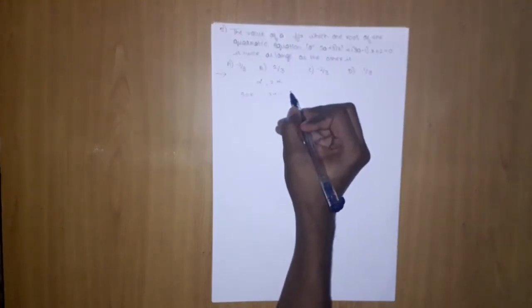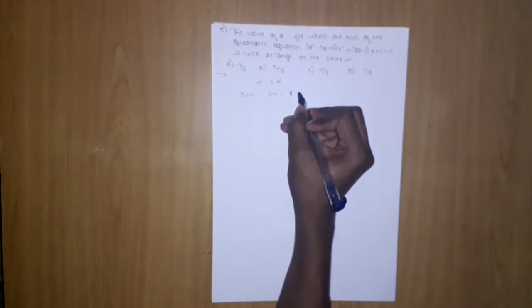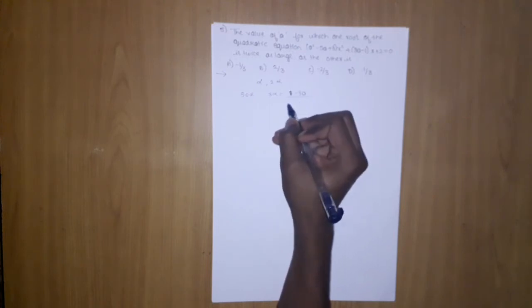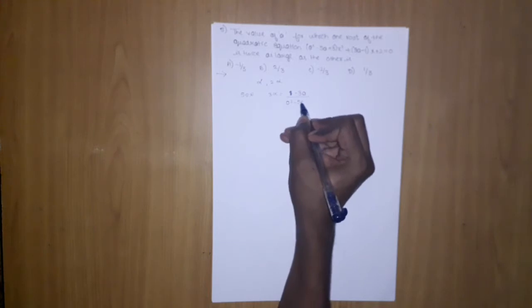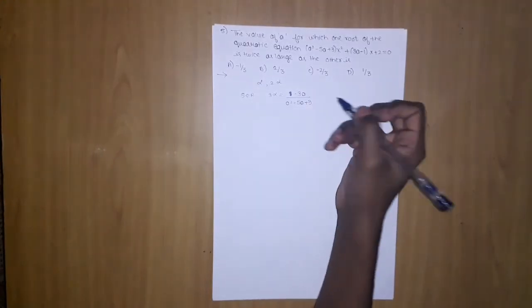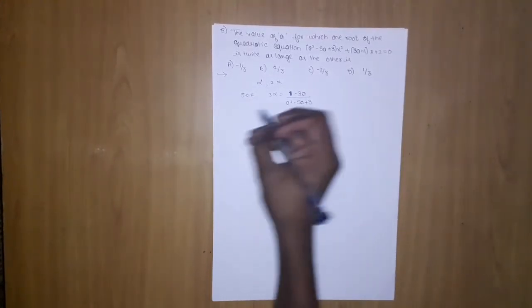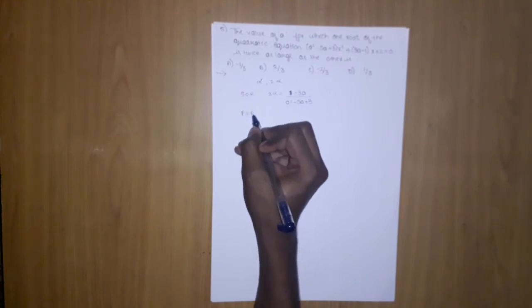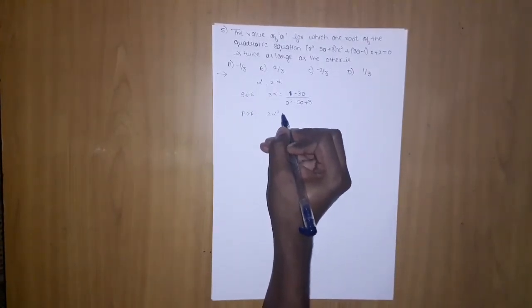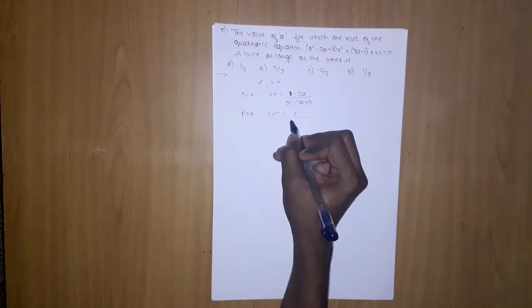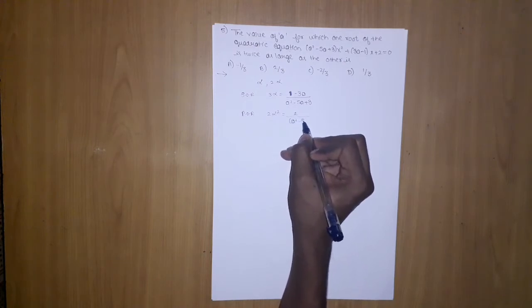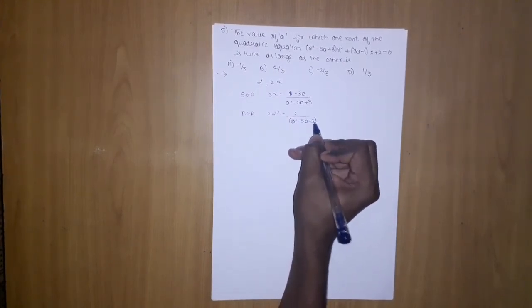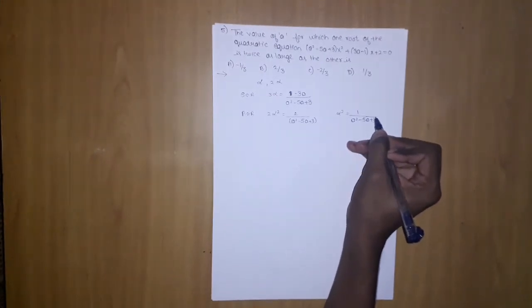It will be negative, so I should write 1 minus 3a upon a square minus 5a plus 3. Now let's move on to the product of roots. Product of roots will be 2 alpha square, which will be 2 upon a square minus 5a plus 3. Now these two will cancel out and I will get alpha square equals 1 upon a square minus 5a plus 3.